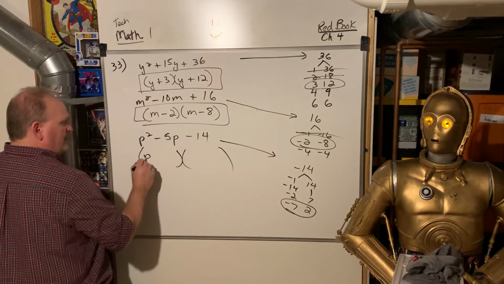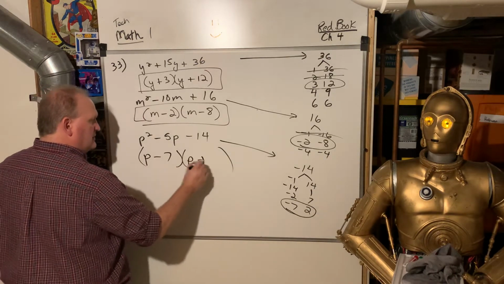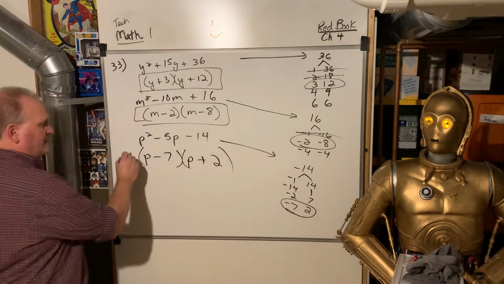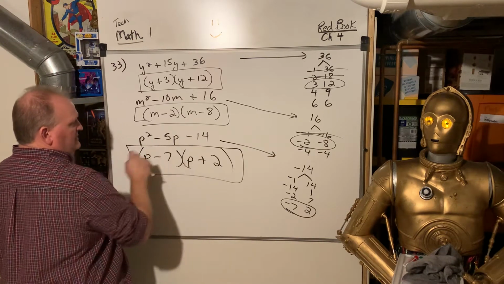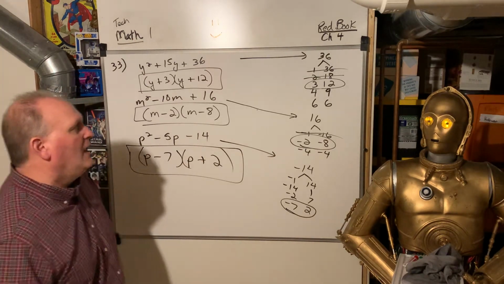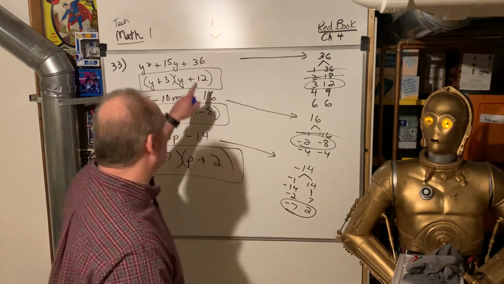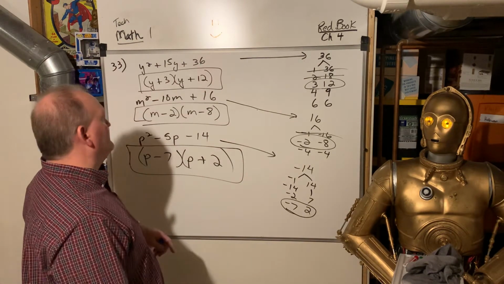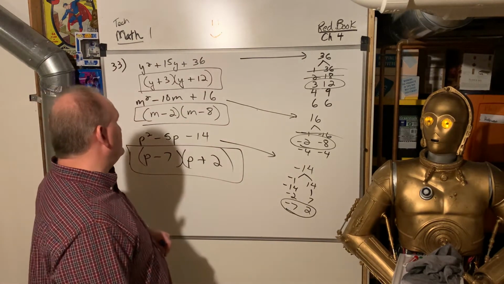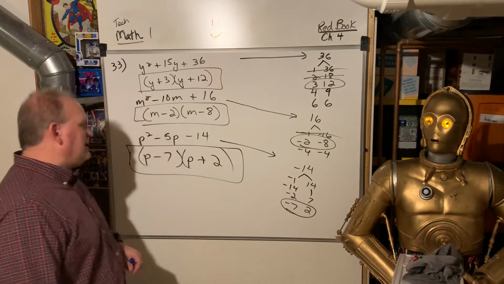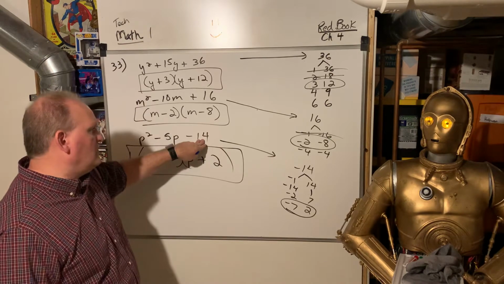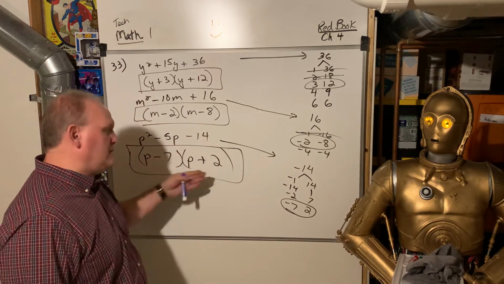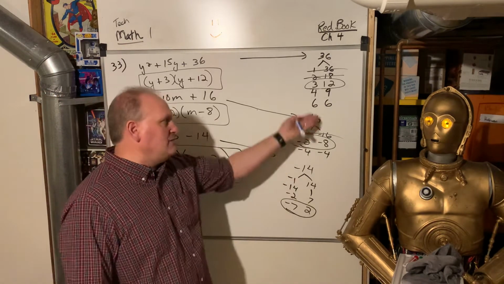P minus 7 and P plus 2. All right? And that's factoring. Multiplies to be the last number, adds to be the middle number. Now, I've had students say, oh my gosh, I don't need any of this. I just looked at that and said, oh, that's 12 times 3. That's negative 8 times negative 2. That's negative 7 times positive 2. If you can do it that quick where you can just figure out what they are and just write them down, that's fine. You don't have to show me this work.